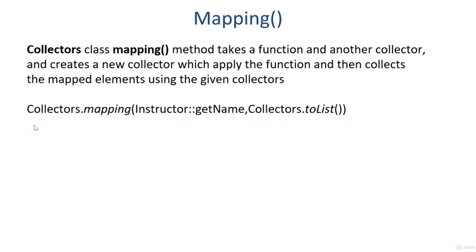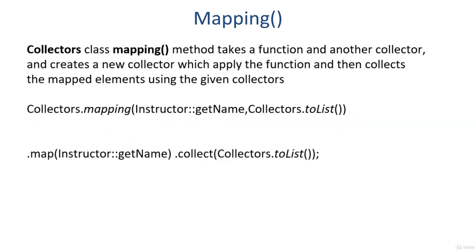You may be wondering that we already have stream.map available, so why do we need this other Collectors.mapping operator? Because in the stream we can do the same thing using .map(Instructor::getName) and then afterwards .collect(Collectors.toList()). These collector operations are helpful for downstream operations of another collector.